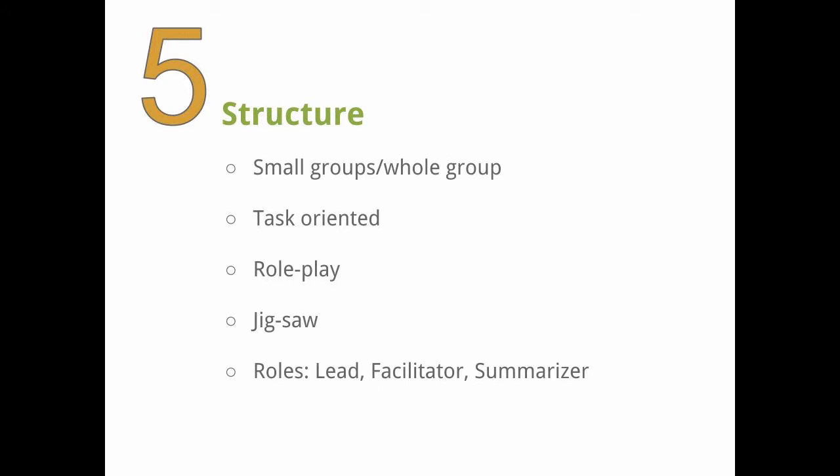Or creating roles. This can rotate: one person takes the lead in the discussion, one person facilitates it, one person summarizes it, or sometimes there's a person that pulls people back in if the discussion gets derailed. So really thinking about the structure. I think just posting one question at the top and saying "discuss and talk" doesn't usually yield good results.